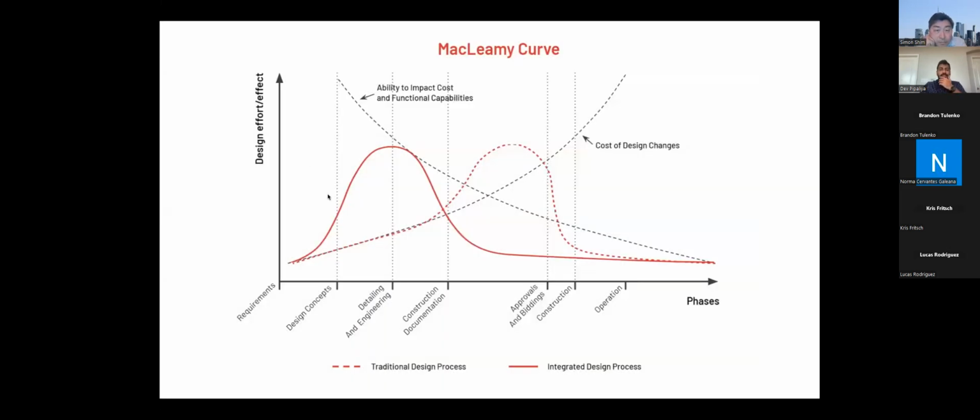So this is the graph, the McNamee curve, that's used for marketing BIM when a company is starting. What it really shows, if you see the red dotted line, is where you find out the majority of the issues in a building, which is sometimes too late to find out issues. That's what it's trying to show.